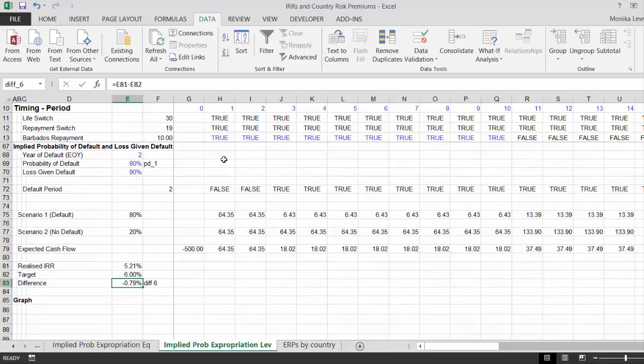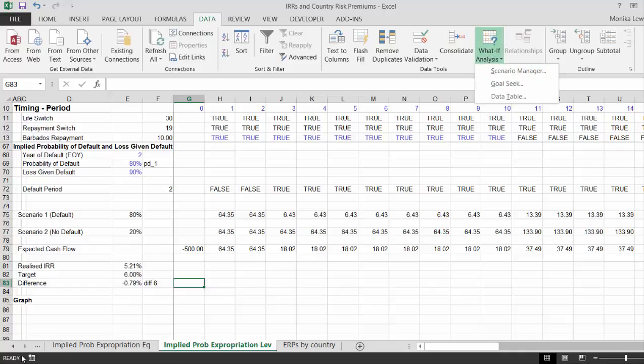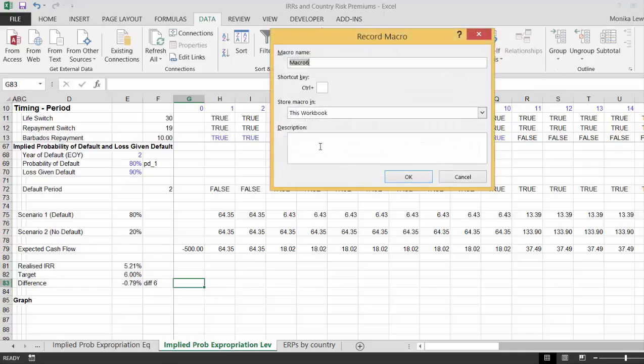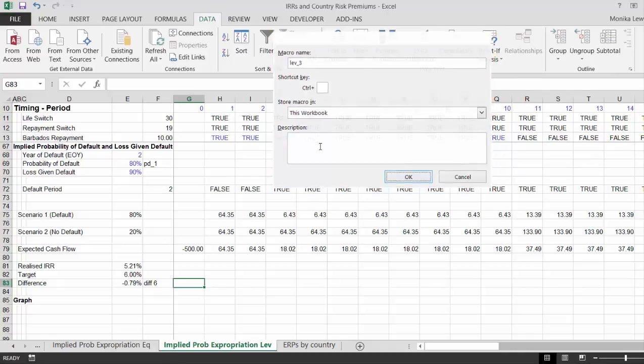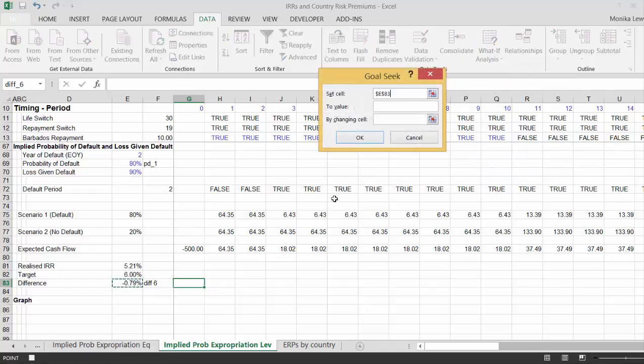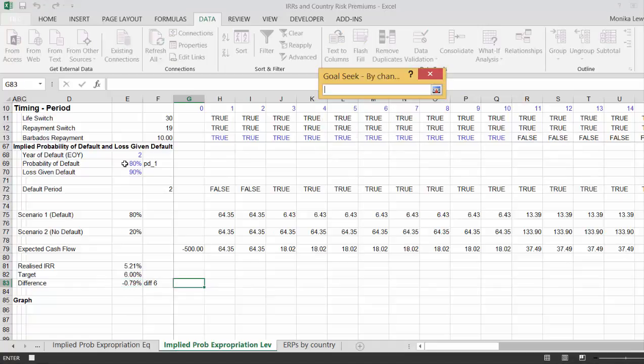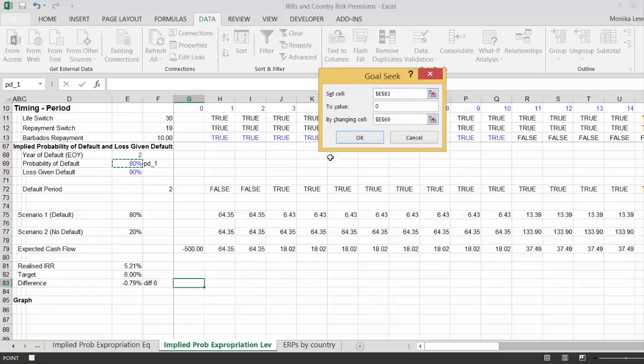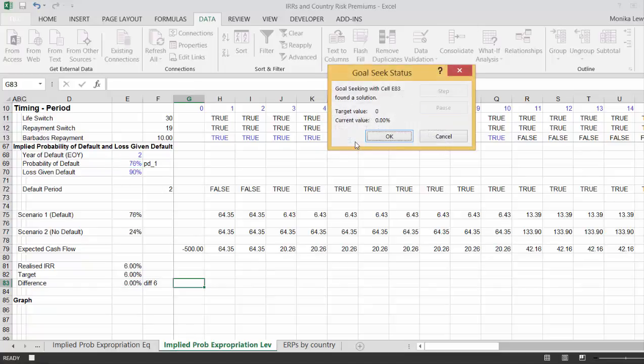Now we can derive the probability of default. So we go to what if analysis and so on, but before we do that, we put it... what if analysis, let's set the difference from 6 to 0 by changing the PD1. Put in our macro. So this is only a 76% probability.